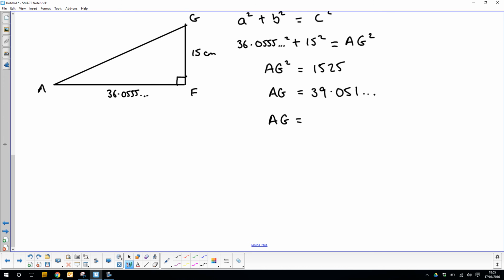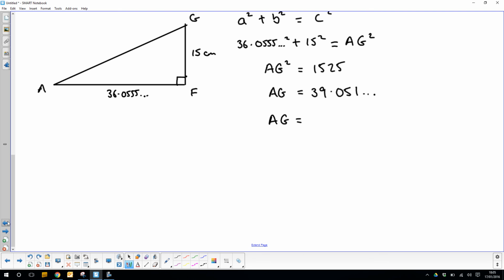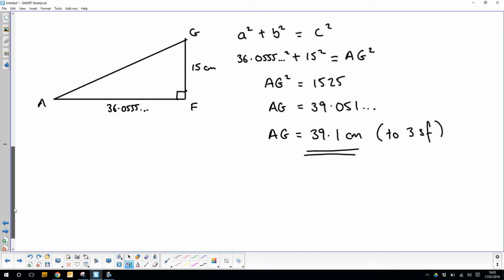I'm now going to write that to a suitable degree of accuracy. Let me check the question. It doesn't say what I should use for rounding, so I will say that that's 39.1 centimetres, to 3 significant figures. And there we go. So Pythagoras works in 3 dimensions.